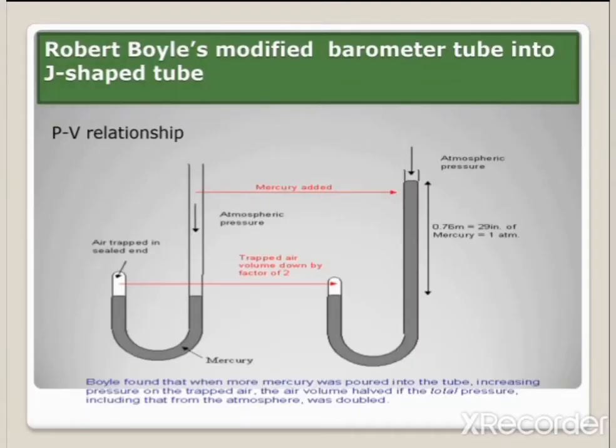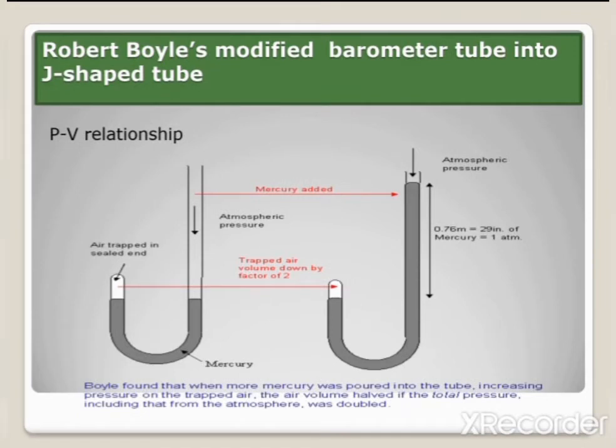Boyle modified a barometric tube into a J-shaped tube. By adding mercury to the open end of the tube, he trapped a small volume of air in the sealed end. He studied what happened to the volume of the air as he added more mercury to the open end. Boyle, from these studies, discovered the pressure-volume relationship.